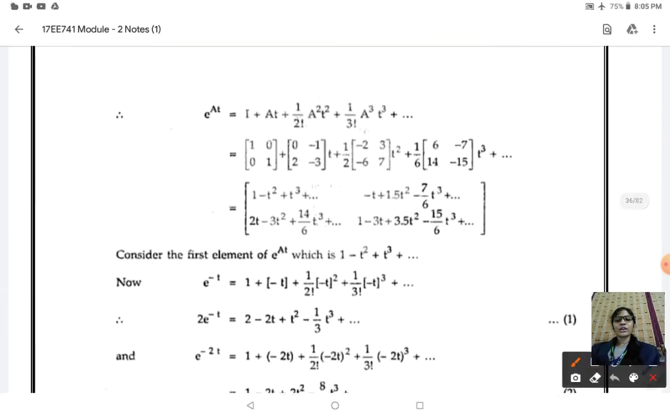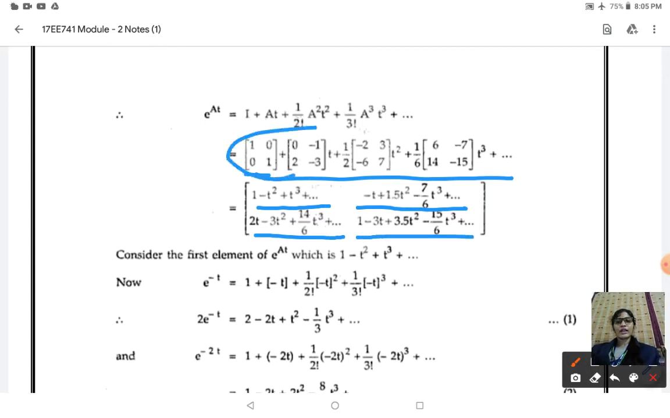After that you have to substitute. I is your identity matrix, plus when you multiply this you will be getting 0t. So after solving these complete terms you are getting 1 minus t square plus t cube plus, and it goes on. The same for the first row second column, you are getting this term, and for the second row first column you are getting these terms. Likewise, after adding all the terms you obtain this particular matrix.